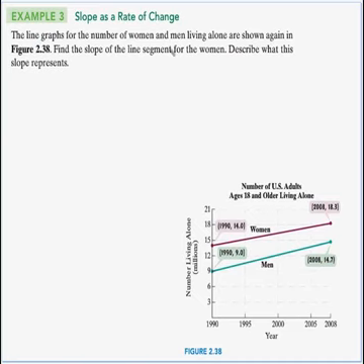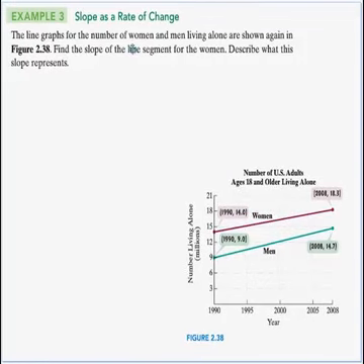So example 3. The line graphs for the number of women and men living alone are shown in the figure. Find the slope of the line segment for the women. Describe what the slope represents. Okay, what we're doing here, we're going to do the line for the females, the upper line, looks like burgundy. When you do the huddle problems, the practice problems, you're going to do the same song and dance for the menfolk line.